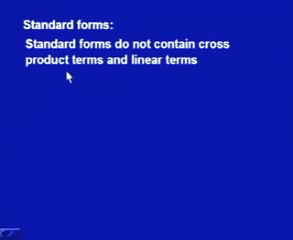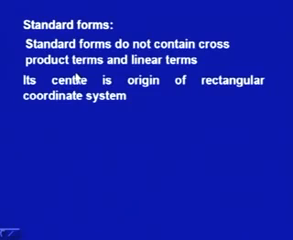Now, the general form is very difficult to recognize, so we consider forms in standard form, in which we do not have any cross product terms like xy, or linear terms like dx plus ey. An expression which is free of these linear terms as well as product terms is called a standard form. Its center is the origin of the rectangular coordinate system, which is why it is preferred.